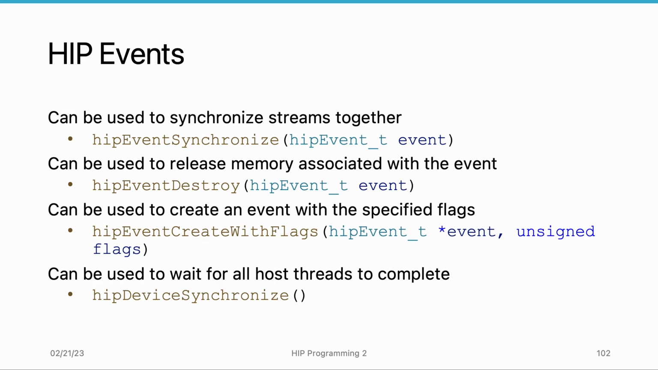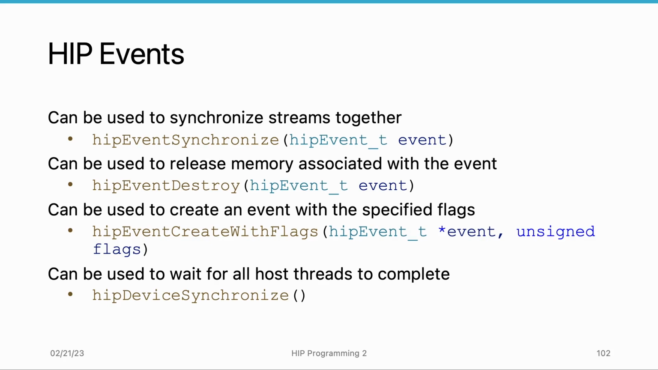Heap device synchronize is a blocking function that waits for all GPU work to complete. This function can be used to ensure that all previous work on the GPU is finished before continuing with subsequent operations on the CPU. The function will block the host until all the operations in all streams are completed.